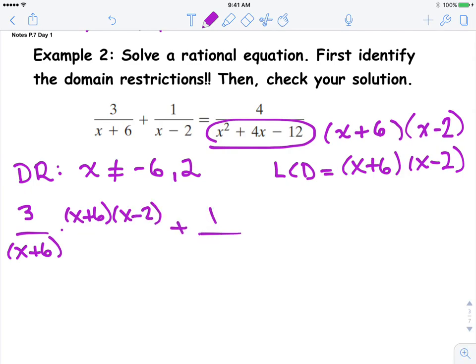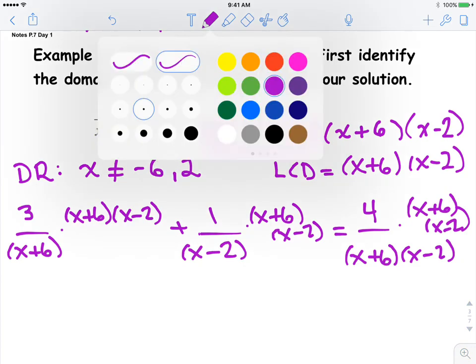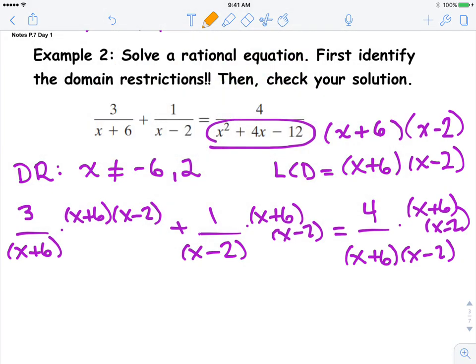Second fraction, multiply by your LCD. Third fraction on the right side, write that in factored form. Multiply by the LCD. Okay. Now we get to do the fun of canceling.